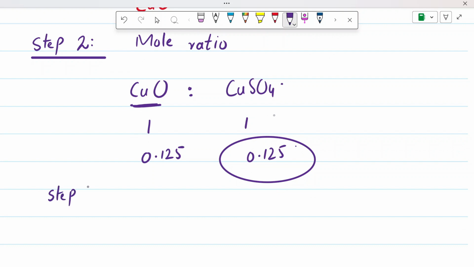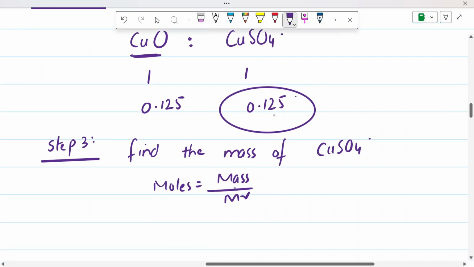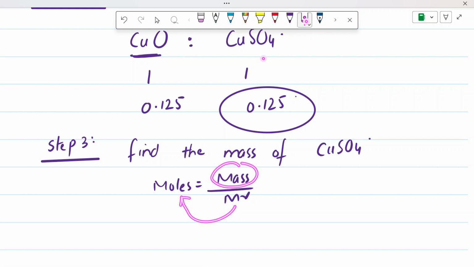In step 3, what are we going to do? We find the unknown. You have to find the mass of copper sulfate. So you're going to rearrange the relation moles equals mass over molecular mass. From here you have to work out the mass, so this will be multiplied on the other side. So what do we get here? Moles times molecular mass equals mass.